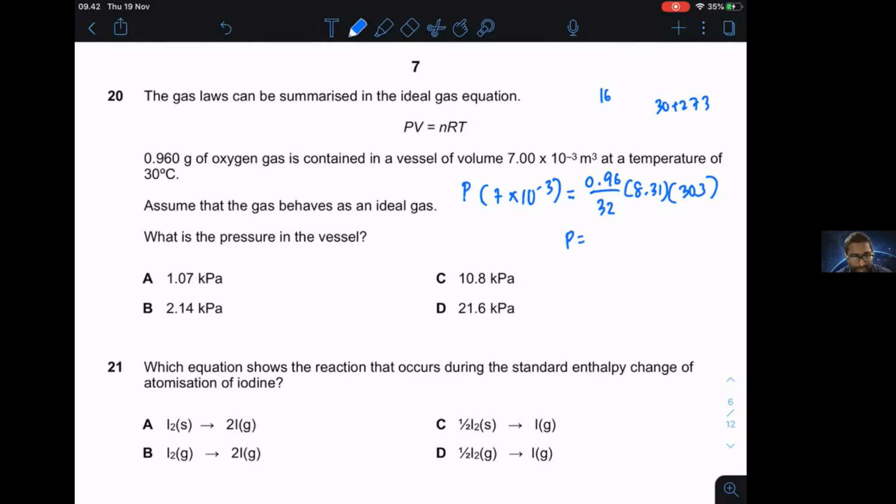Okay, then I calculated, it gives 10791. Okay, so if I change it into kilopascal, so this is in Pascal, 10.8 kilopascal. Okay, so that will be the answer, C. Okay, 20 is C. So 21, okay, let's move on.